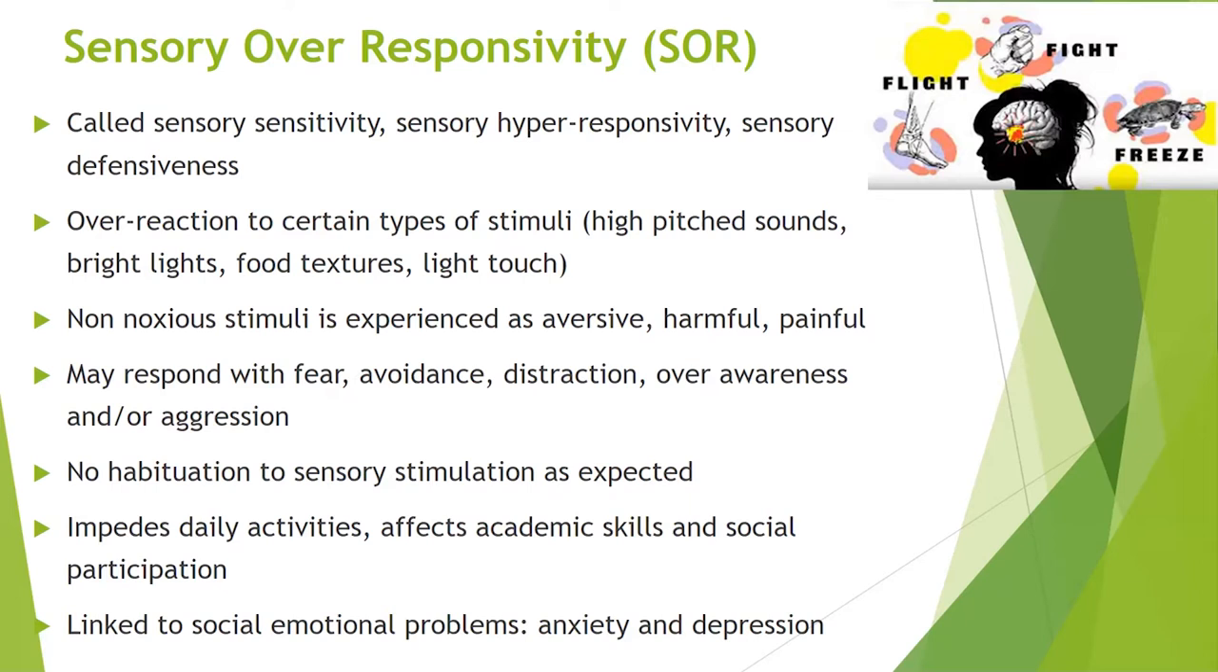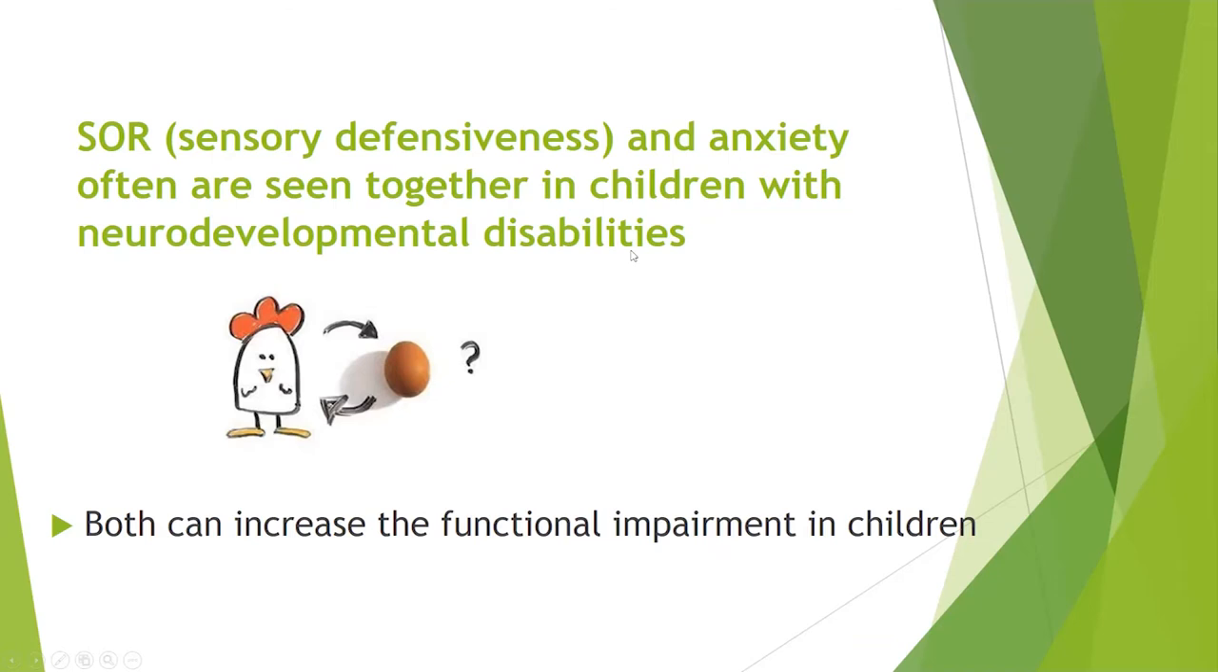Sensory over-responsivity impedes daily activities, affects academic skills and social participation, and is closely linked to social-emotional problems, anxiety, and depression. So sensory over-responsivity and anxiety often are seen together in children with neurodevelopmental disabilities. And the question has been raised, which comes first, anxiety or sensory? It's sort of the chicken or the egg problem. And the reality is that they are cyclical.